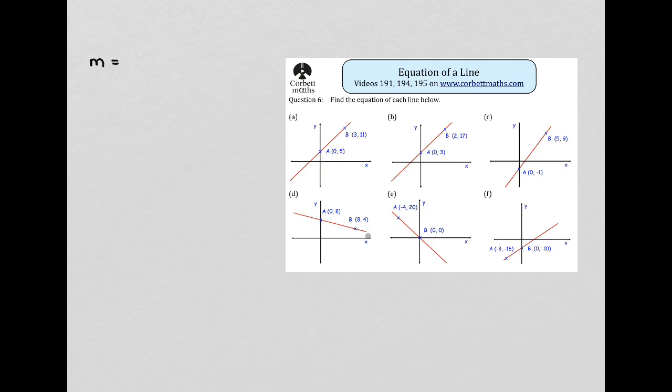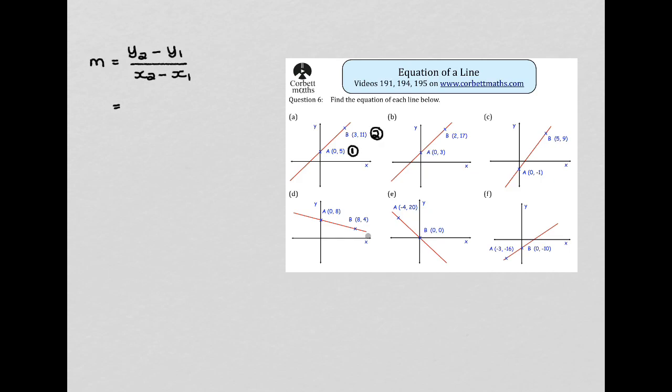And gradient is the letter m. It is y2 minus y1 over x2 minus x1. So what that means is I choose one of these two coordinates to call 1, and I choose one to call 2. And it actually does not matter which one you choose. So for argument's sake, I'm going to pretend that A is coordinate 1 and B is coordinate 2.